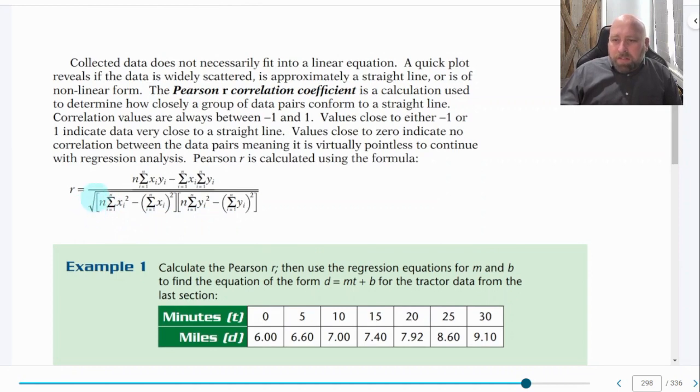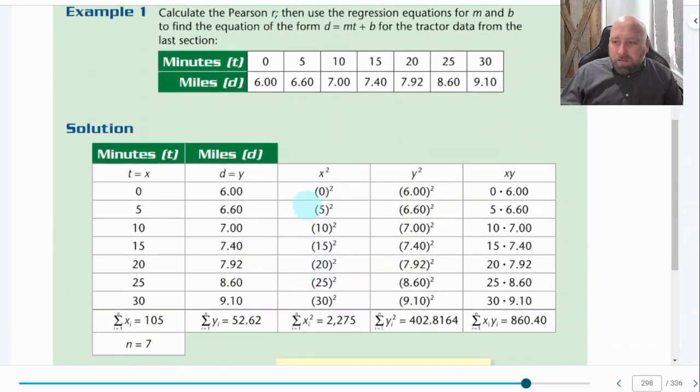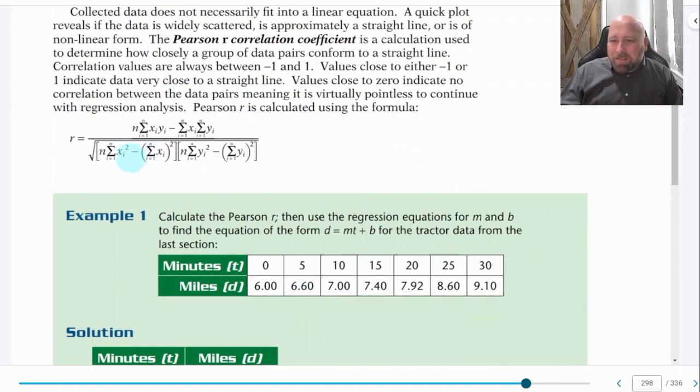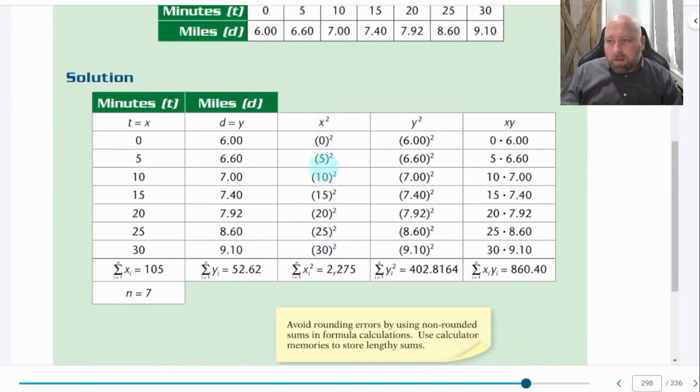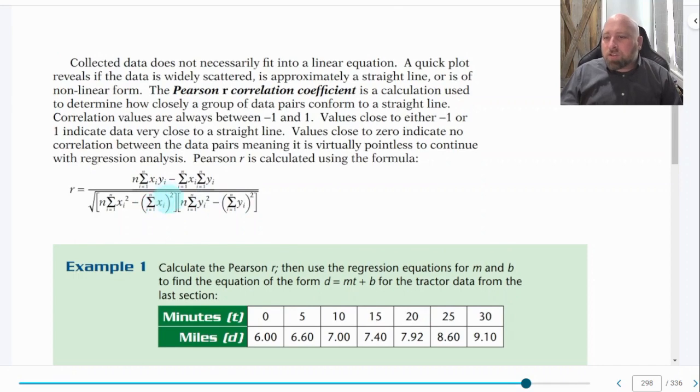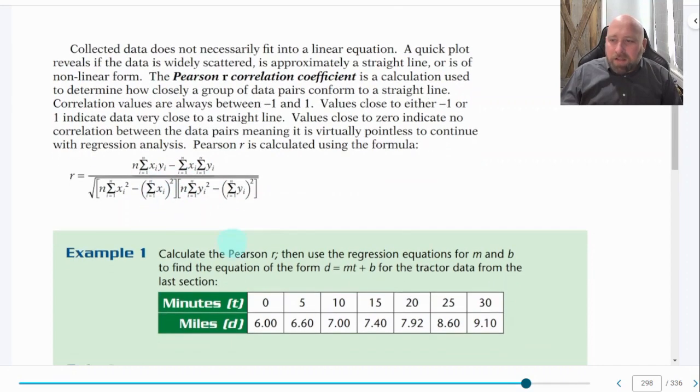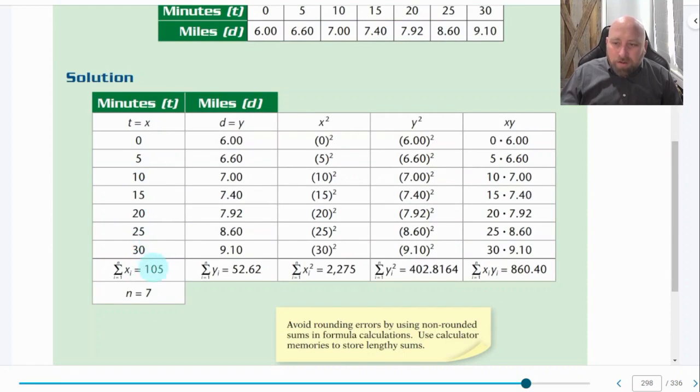Then on the bottom, we're going to take the square root of this whole thing down here, this whole denominator. What is this? This is n times the sum of the x squared column. Okay, so there's our x squared column, and then it's subtracted by the sum of the x column squared. Again, you have to understand these things. So this is the x squared column, okay, this one here. This is the square of the sum of the x column. So this column over here, we're going to square this number, basically.